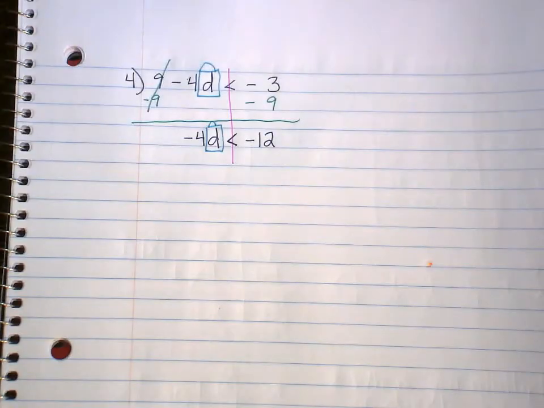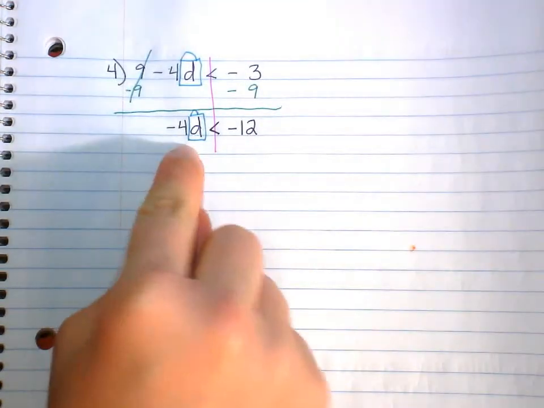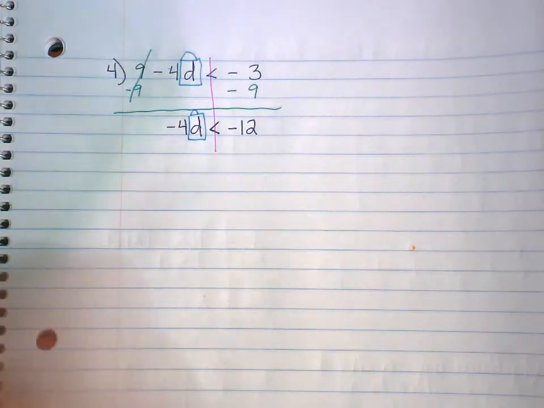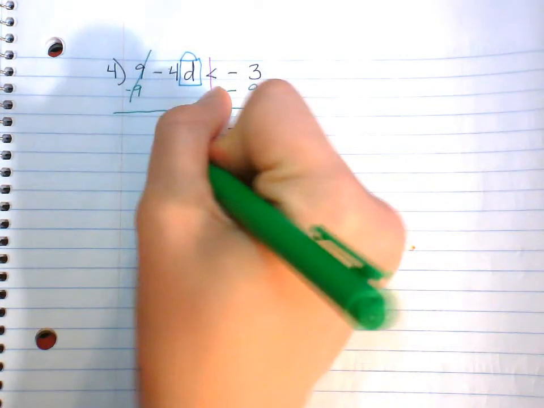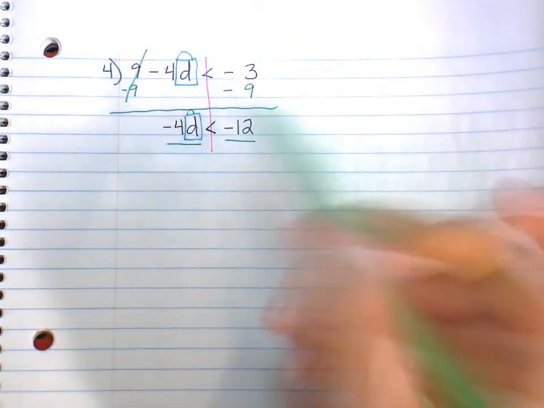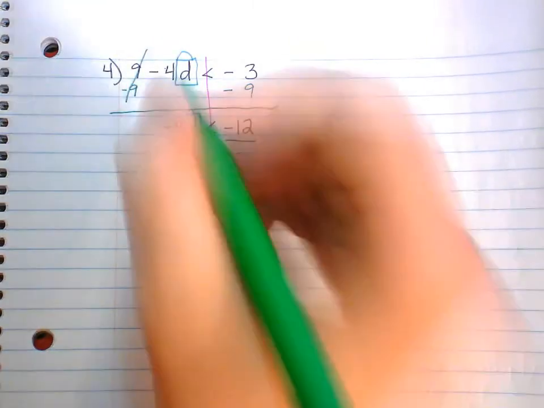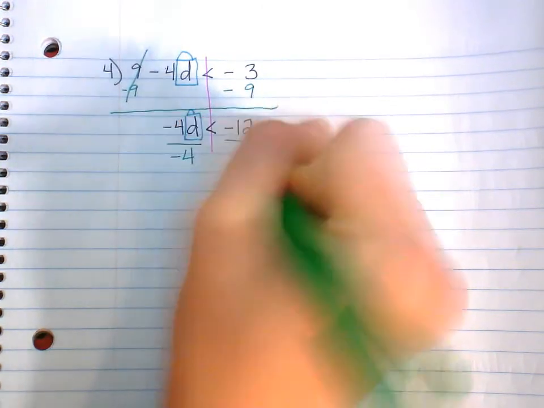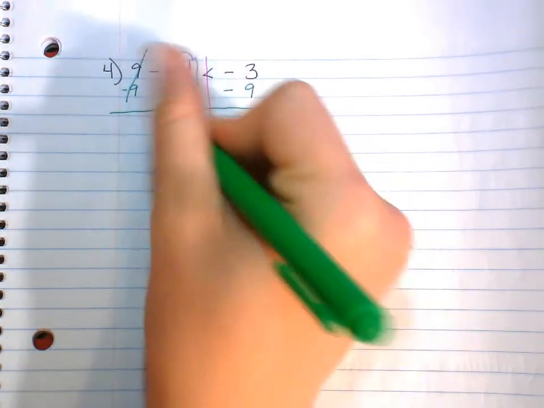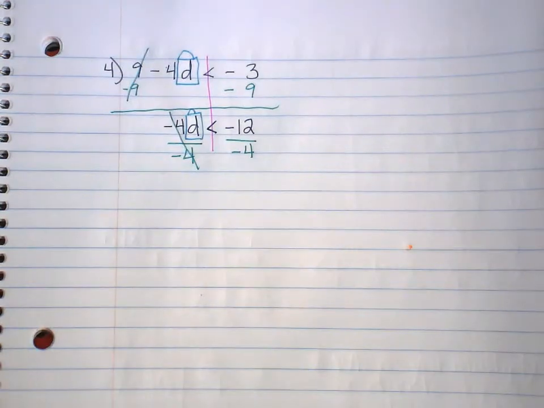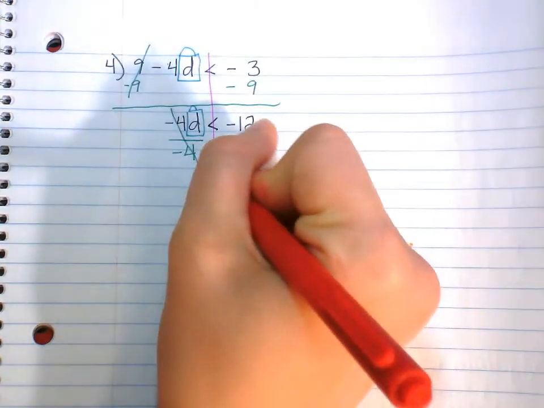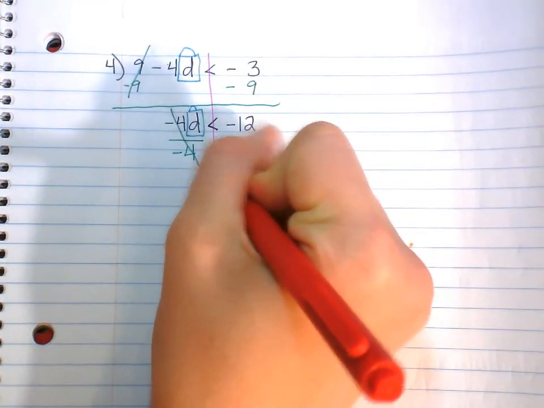Do we have the variable by itself yet? No. So negative 4 times d. It's being multiplied. They're touching. They're married. So we have to undo it with division. Divide by the coefficient. Divide by negative 4. We're dividing by a negative. Ding, ding, ding. When we divide by a negative, we flip or reverse the sign.